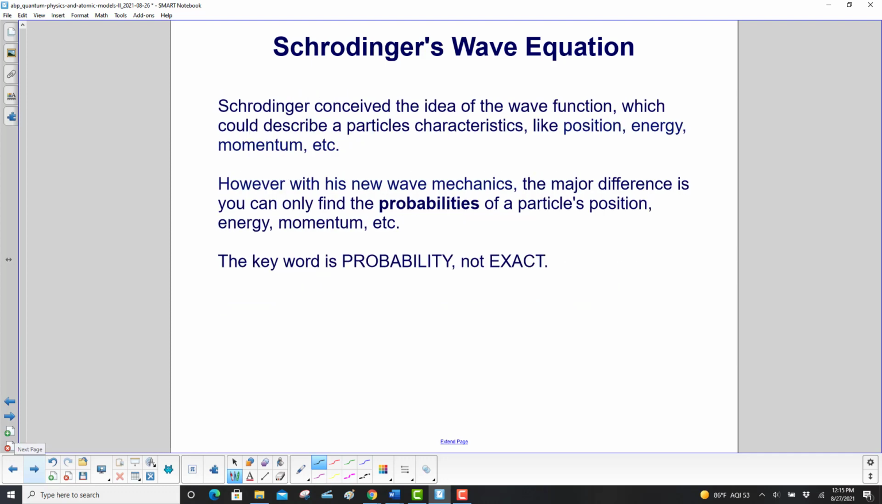Schrodinger conceived the idea of the wave function, which could describe a particle's characteristics like position, energy, momentum, etc. However, with his new wave mechanics, the major difference is you can only find the probabilities of a particle's position, energy, momentum, etc. The key word is probability, not exact.